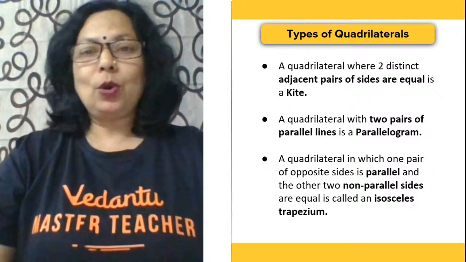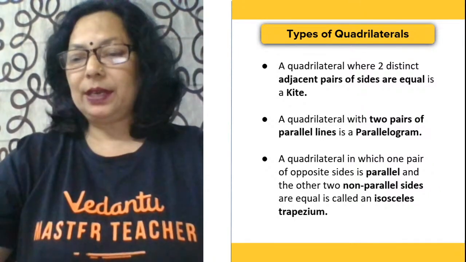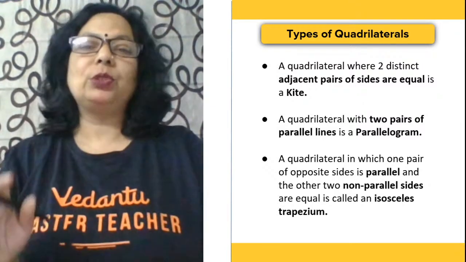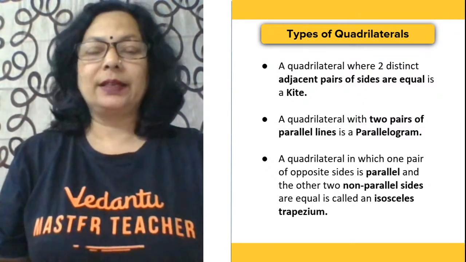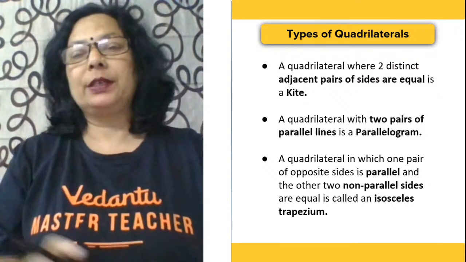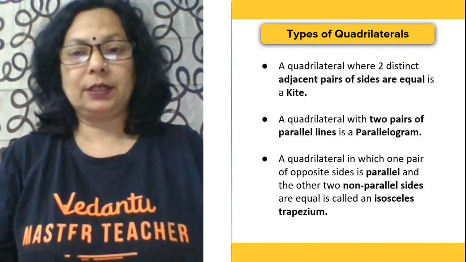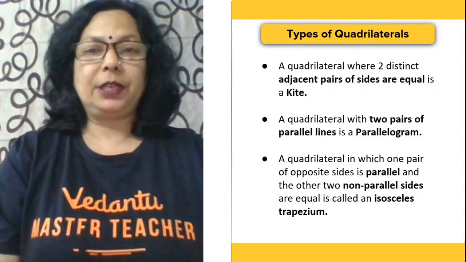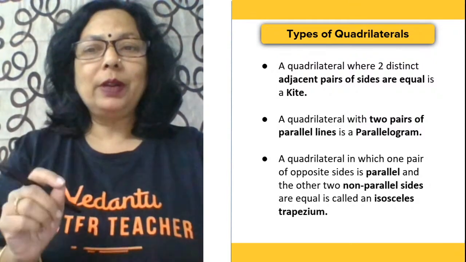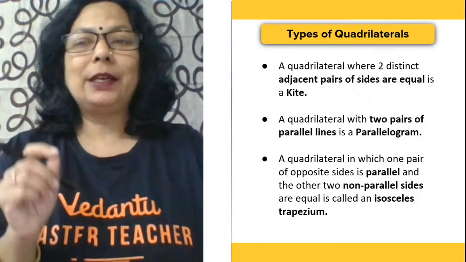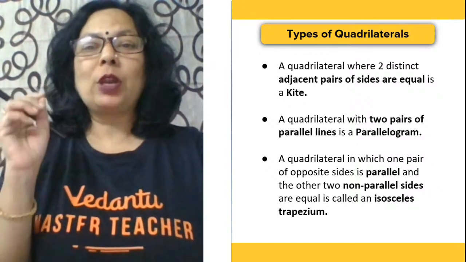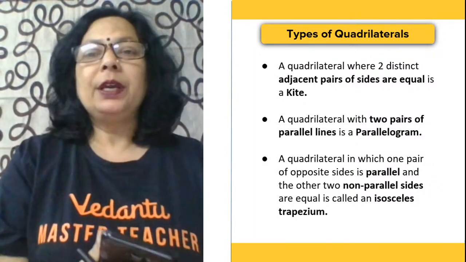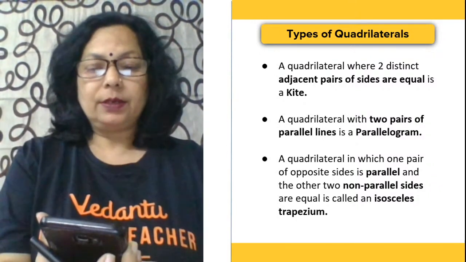Yesterday we did the first part of quadrilaterals, in which we studied the interior and exterior angles, the sum of the interior angles of a polygon, and the sum of the exterior angles of the polygon. Today we are doing the types of quadrilaterals and their properties. What is a quadrilateral? A four-sided polygon where the four line segments join together to form a closed figure is called a quadrilateral, right?